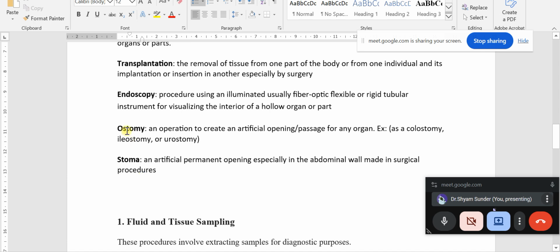This refers to the procedure, the technique, the surgery itself, but this refers to the opening. For example, a patient has that opening on the stomach, on the abdomen. You call that stoma. This is the procedure name, and this is the name given for the opening, stoma.